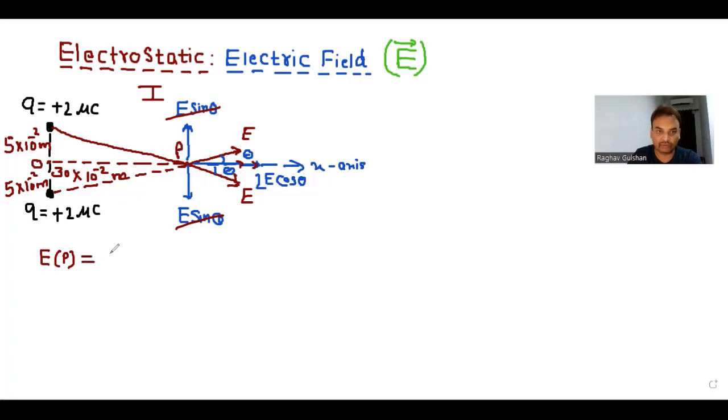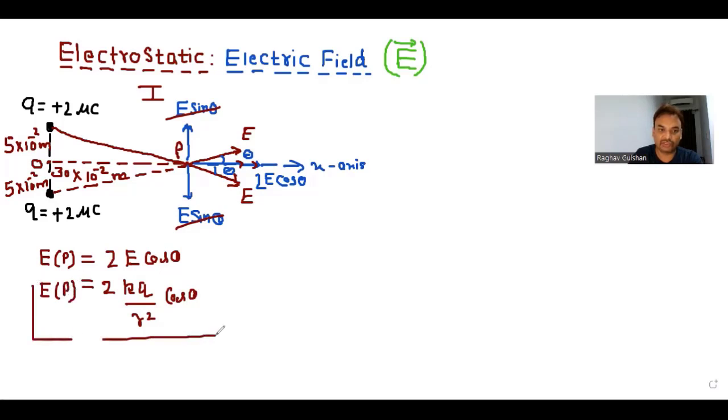So that will be equal to 2 times E cos theta. And now we know that E can be written as K times Q divided by R square and cos theta. So this is the formula to calculate the electric field. And if we substitute the values, then we can find out the electric field.